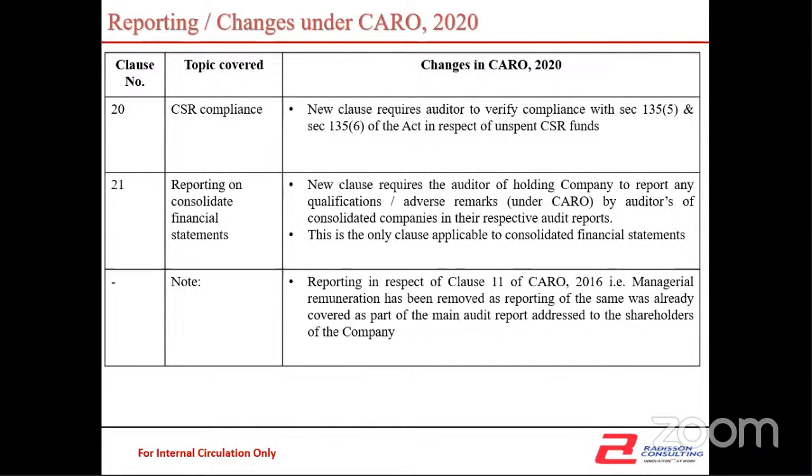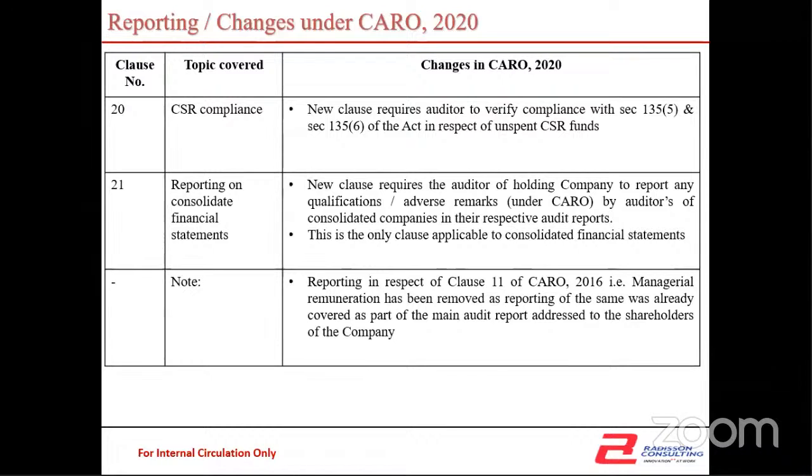So again, to resolve all the queries and provide them guidance, ICAI had published a guidance note on accounting for expense on CSR activities. The guidance note provides a lot of detail on how these sections are to be dealt with and complied with. Last, clause number 21, reporting on the consolidated financial statements.